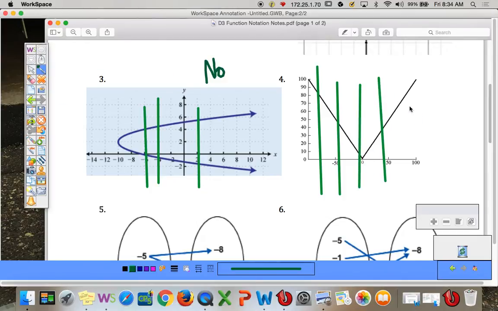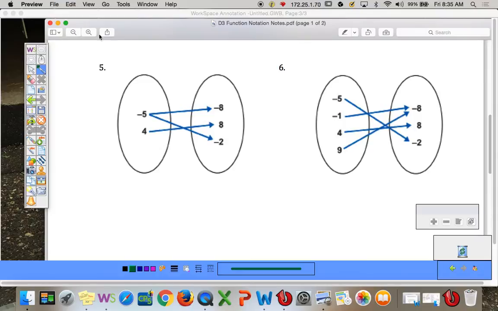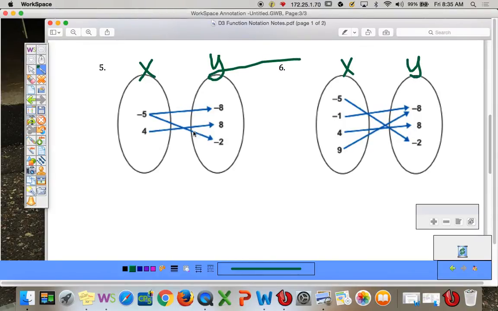So last one, yes. All right, let's look at a function in this mapping right here. Again, you're looking for every x value, and we'll say x is the first ellipse and y is the second. For every x value, is there only one answer? And for the first one, no. -5 has two answers, 4 only has one. Number 6 here is a function because every x value, every input, only has one output. Now it's true that two of them have the same output, but that's fine. As long as every input has one output, it's a function.